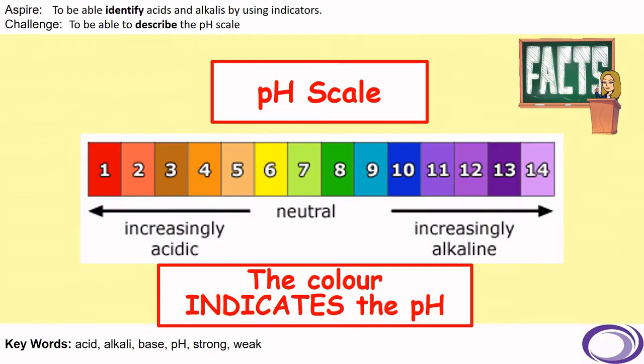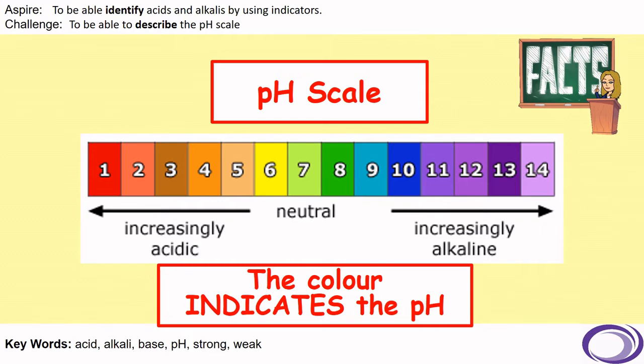So on the screen now you can see the pH scale. Some diagrams, like the one on the screen, show it going from 1 to 14. Other diagrams may show it going from 0 to 14. Now, the colour change of universal indicator would be cross-checked with this scale so that you can code that colour to a numerical value for the pH.